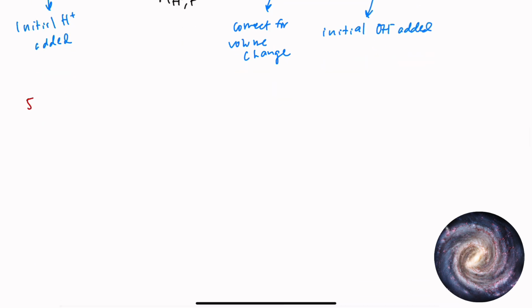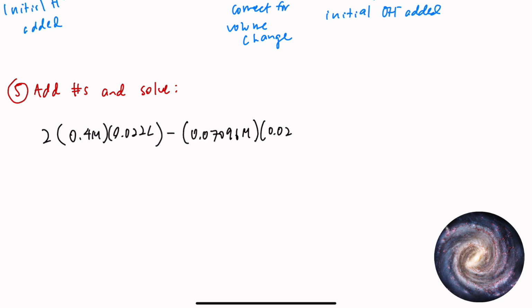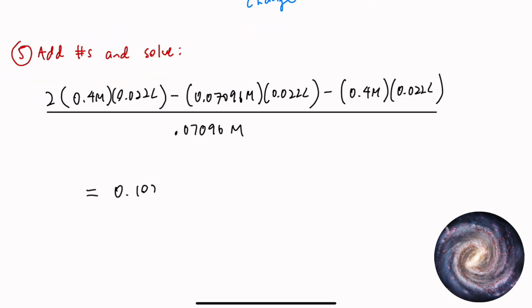We can get to our last step here, which is just substituting in the values that we already know to solve for the initial volume of H+. And once we do that, we see that the initial volume of H+ added is 0.102 liters or 102 milliliters. And again, H+ here is equivalent to HCl because they're in a 1-to-1 molar ratio.